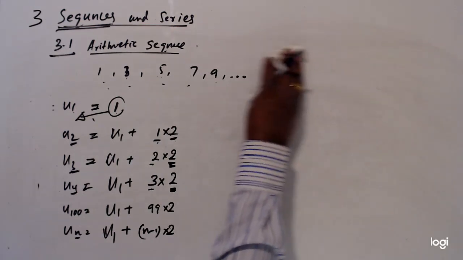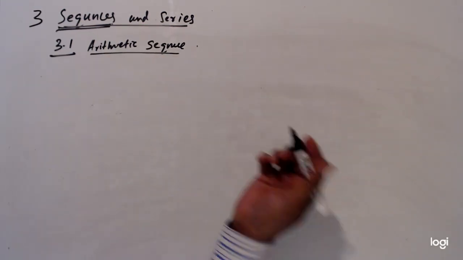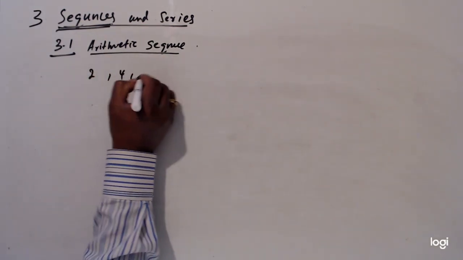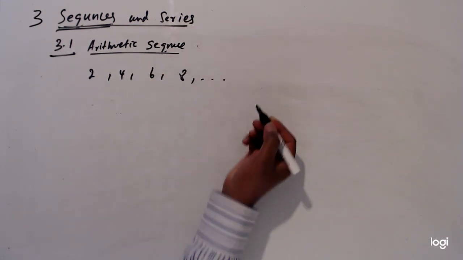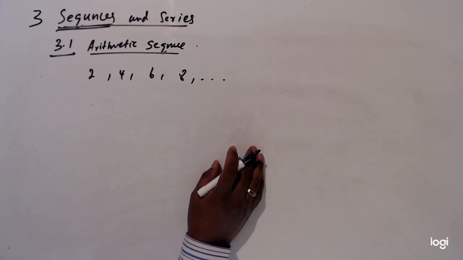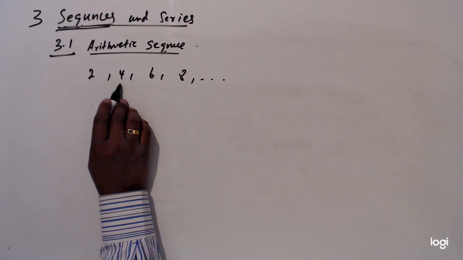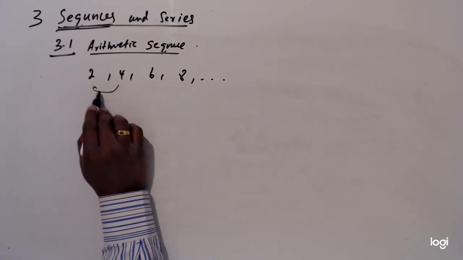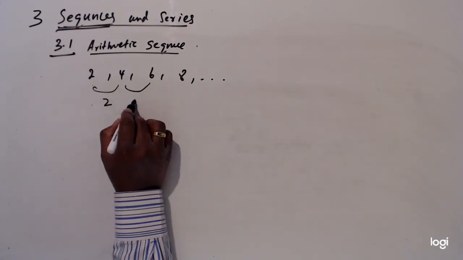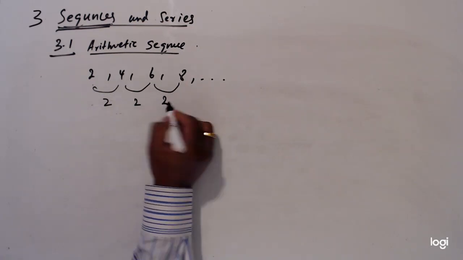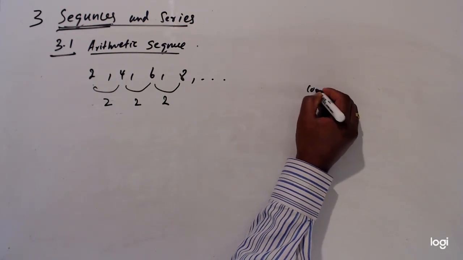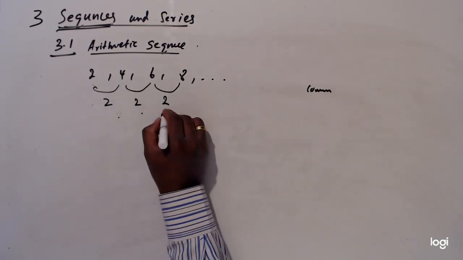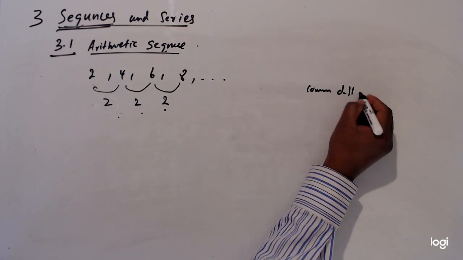Let's discuss another example. 2, 4, 6, 8, dot dot dot. It's a sequence. You don't know what it is yet. So you find the common difference. 4 minus 2, 2. 6 minus 4, 2. 8 minus 6, 2. So you have the difference. The difference is common. So we call the common difference 2.